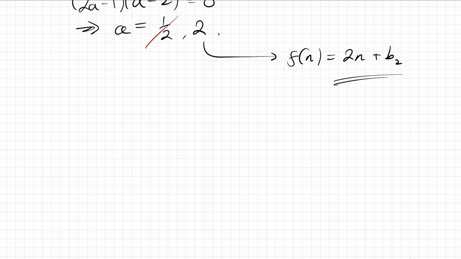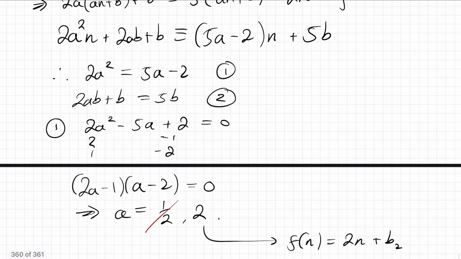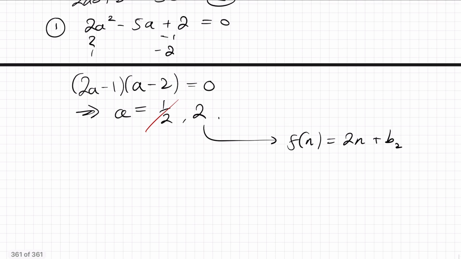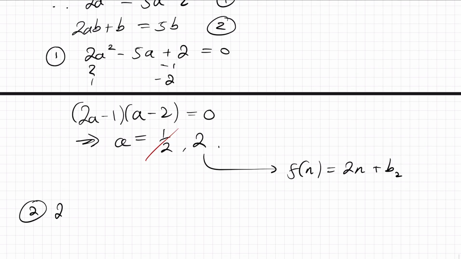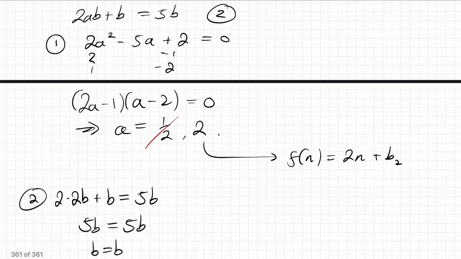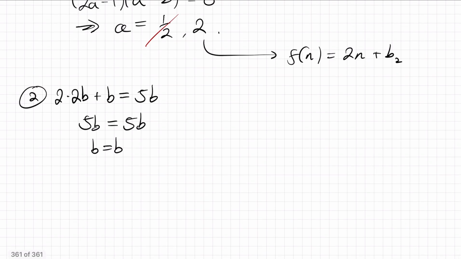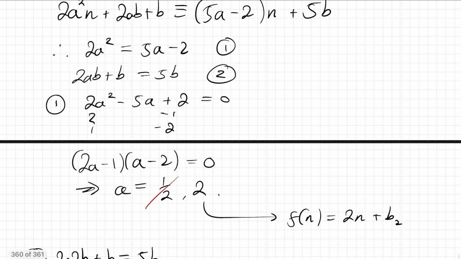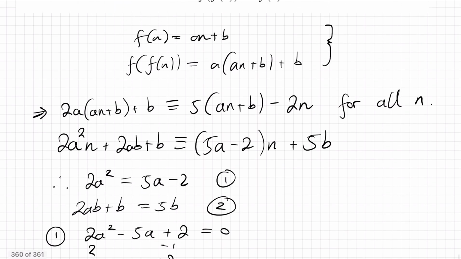Okay, there we go. So now we have a singular solution, a is equal to 2. What we can do is simply plug this into equation number 2 to get 2 times 2b plus b is equal to 5b. And you will notice 5b equals 5b, which yields b equals b. And essentially, well, this doesn't really tell us anything, does it? Doesn't tell us anything about b. We must have made some error somewhere. Let's have a look.